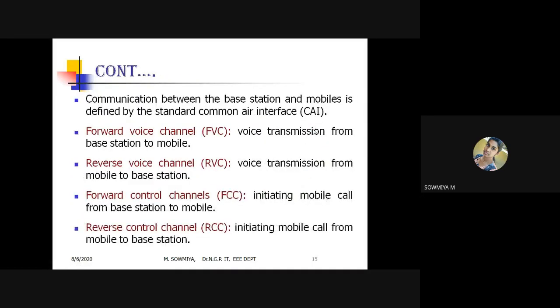To continue, the communication between the base station and the mobile is defined by the CAI, which is known as Common Air Interface. The voice transmission from the base station to the mobile is carried by the forward voice channel, FVC. The voice transmission from the mobile to the base station is carried by the reverse voice channel, RVC. The initiation of a call from the base station to the mobile is carried by the forward control channel, and the initiation of a call from the mobile to the base station is carried by the reverse control channel, that is RCC.